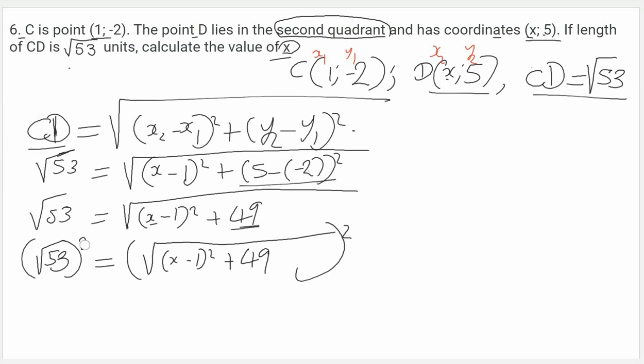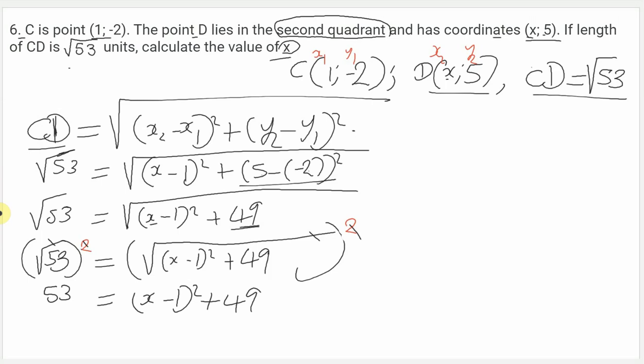So let me just write that in red so that it can be seen what I've done. So that's a square on the left and a square on the right. This will cancel this square root, and then the answer will be 53, and then even here this and this will cancel, and then you'll have (x minus 1) squared plus 49.